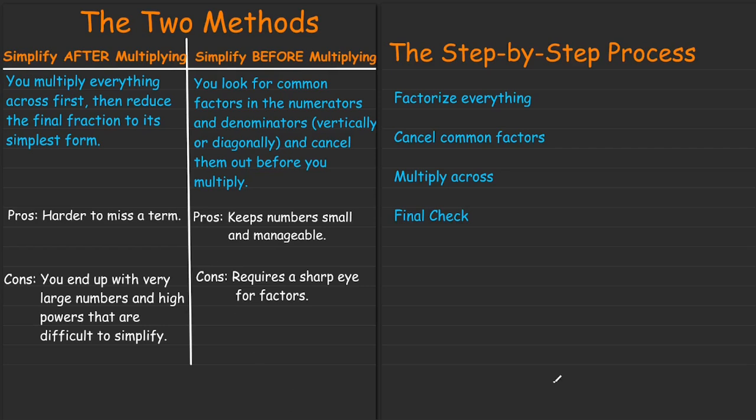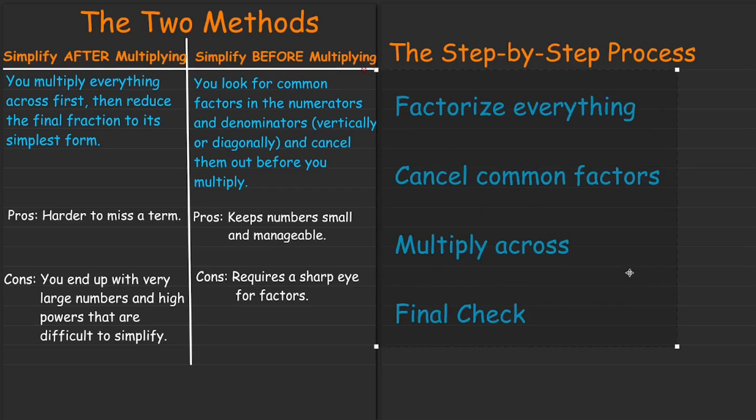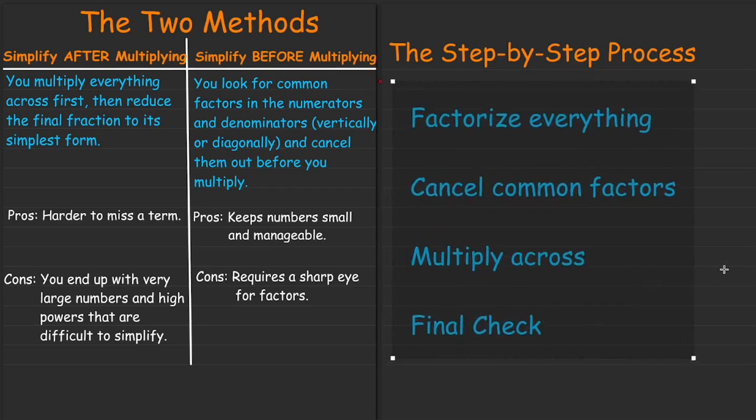Since we'll be simplifying before multiplying, anytime we are given a question, these are the processes we need to follow. First of all, make sure you factorize everything. If you're able to factorize everything, that is where you can cancel out common terms. After canceling out and there's no common term, multiply across and then check for your final solution. With this in mind, let's take some examples and solve.